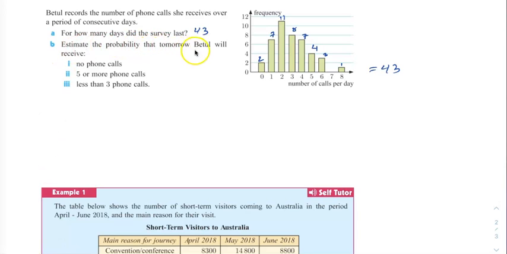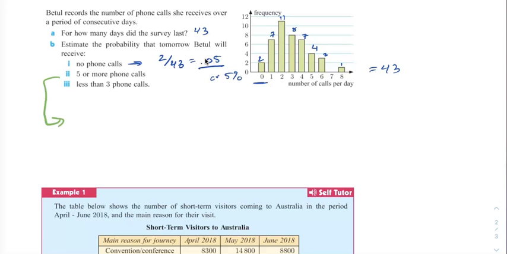Estimate the probability that tomorrow she will receive no phone calls. So what they want is an experimental probability that she should receive no phone calls tomorrow. Well, no phone calls would be 2, and you put it over the total frequency, 43. So I get whatever that is. 2 divided by 43 is about 0.05. Now 0.05 is the probability. If I wanted a percentage, you just multiply by 100 and you get 5%. So 0.05 is the probability, totally fine. Or you could say 5%. Now again, it said estimated probability, so I'll stay with 0.05.